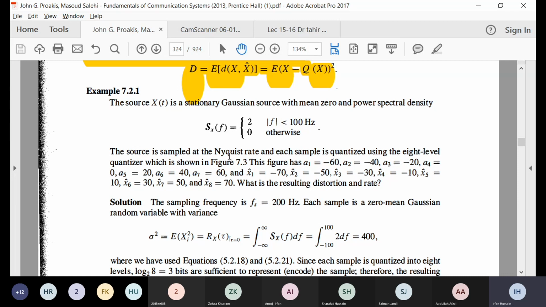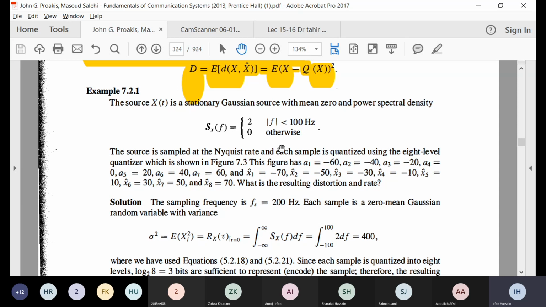So we sample it at the Nyquist rate. This means you will be sampling it at exactly double the bandwidth. Its bandwidth is 100 Hz, so we will be sampling it at 200 Hz.